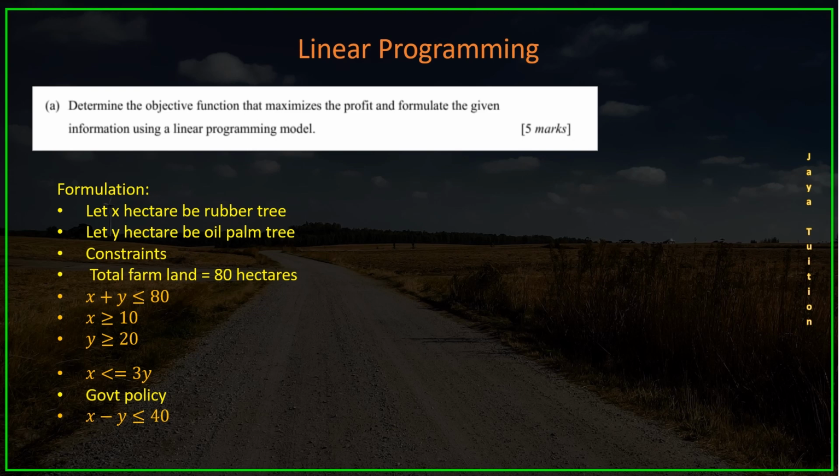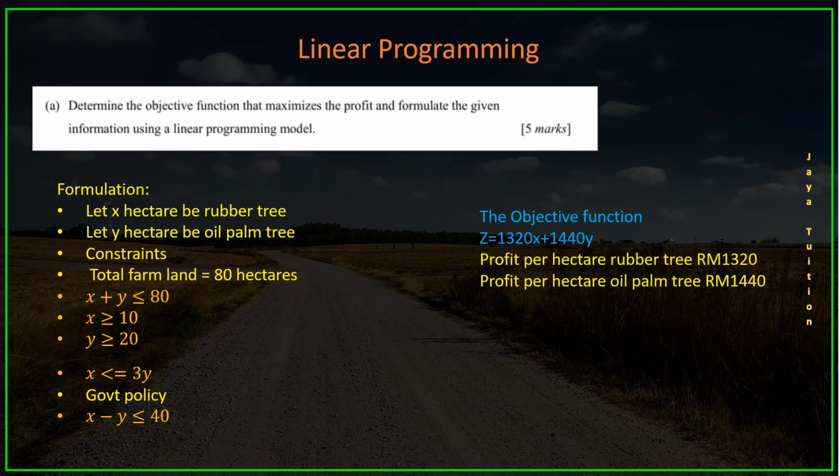Now these are the constraint equations. The objective function should be Z. Z, for the maximization, will be equal to 1320 multiplied by X plus 1440 multiplied by Y. That is, the profit per hectare for rubber tree is RM1320 and the number of hectares of rubber tree he plants is X, and profit per hectare of oil palm tree is RM1440.